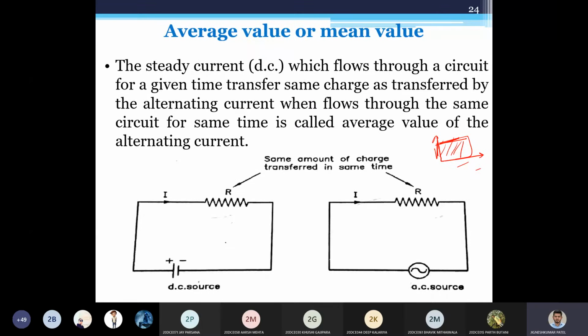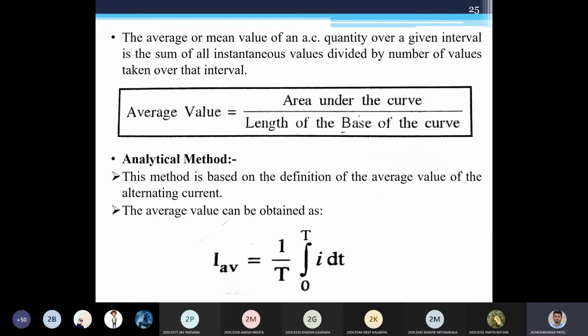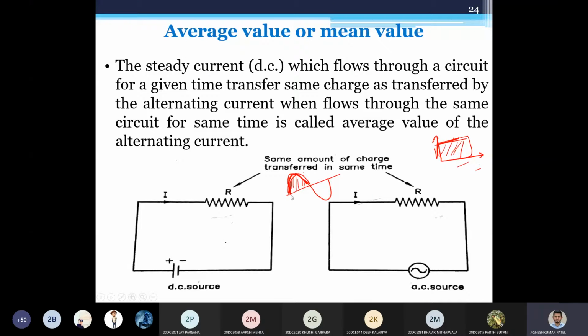But in case of AC, it would be a little bit difficult. Why? Because the AC waveform looks like this. So if you want to find out the area of this curve, this is basically a sine, so it would be a little bit difficult, and we'll see how to do that. So first of all, how to find out the average value? Just the area under the curve divided by the length of the base of the curve. The length of the base of the curve is the time period in our case.